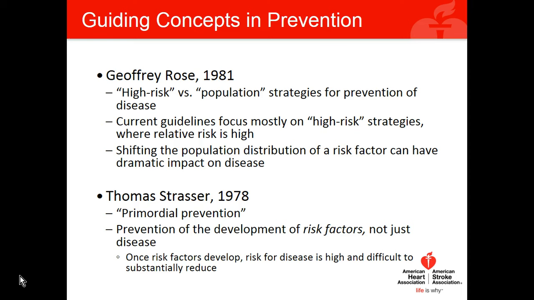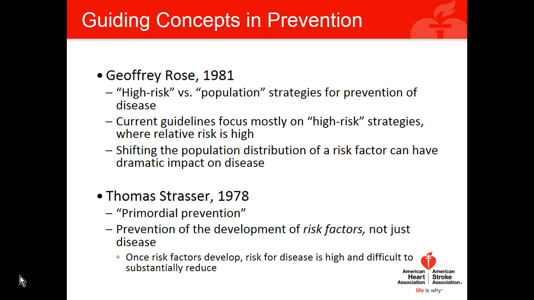And although our current guidelines mostly focus on high risk strategies where the relative risk for disease is high, there's the concept of shifting the population distribution by potentially even lowering risk a small amount for larger amounts of people, and that approach can have a more dramatic impact on disease and prevention of disease.